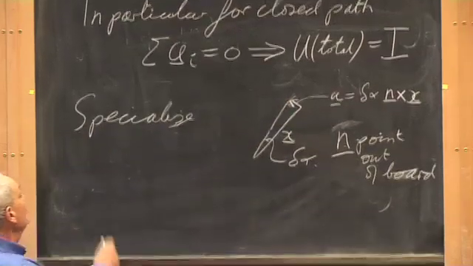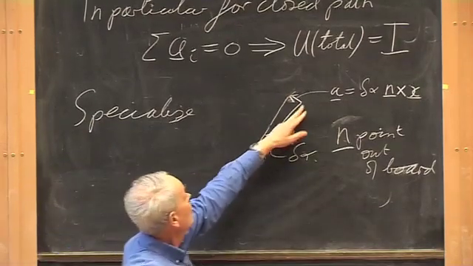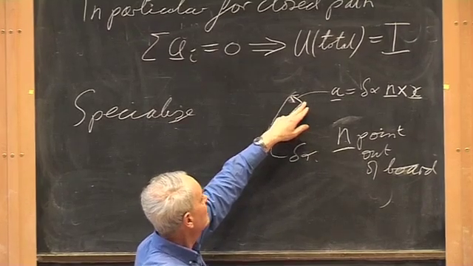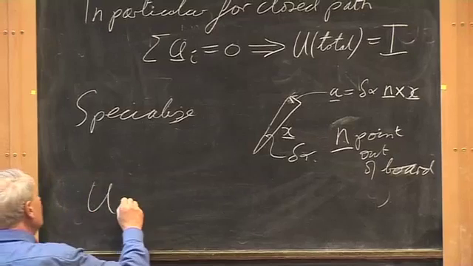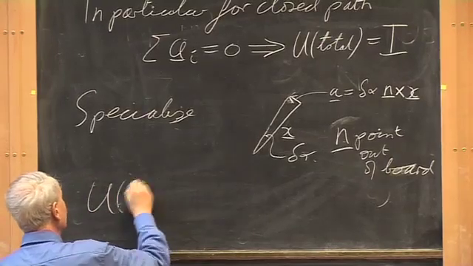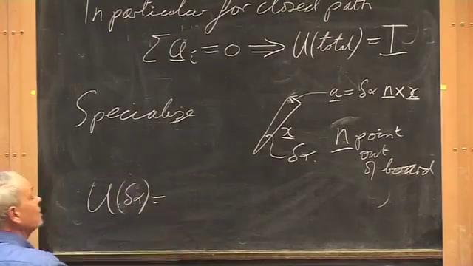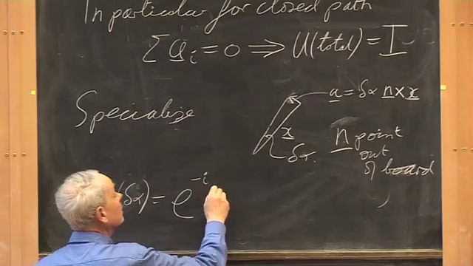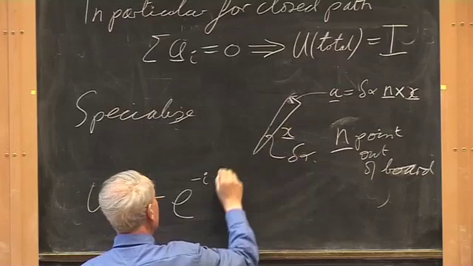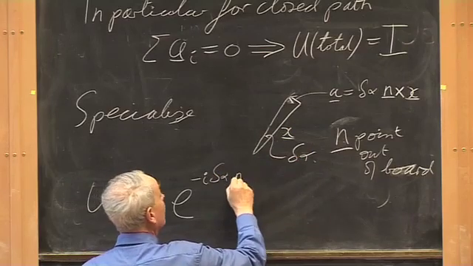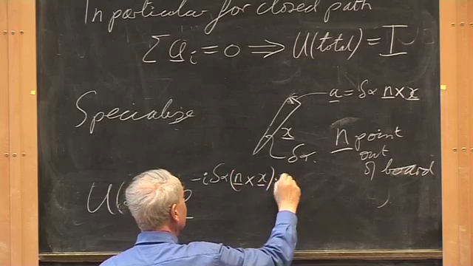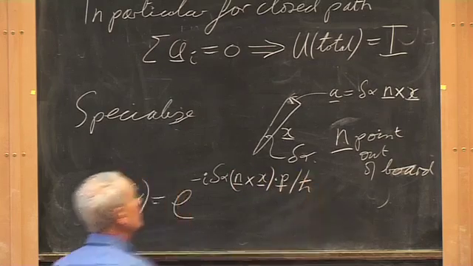So what does that do? That means that the unitary operator that moves my system from here to here, U delta alpha, is going to be e to the minus i A, which is that, delta alpha n cross x dot p upon h bar.